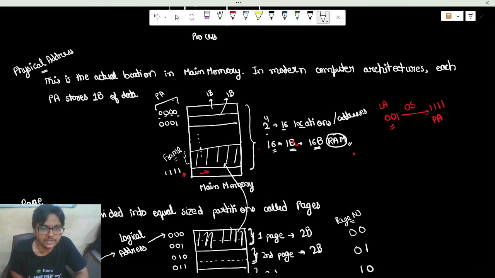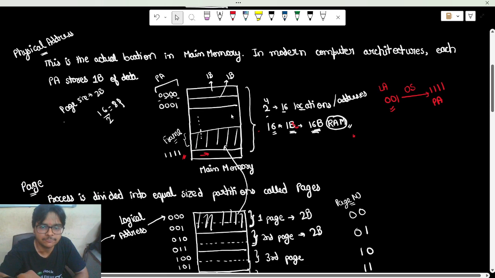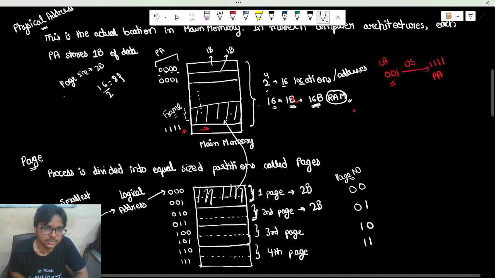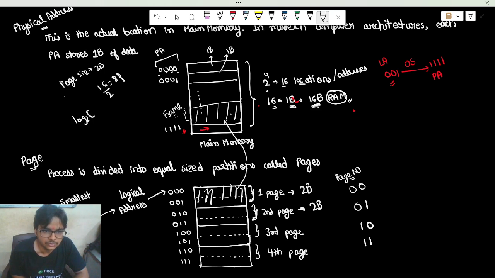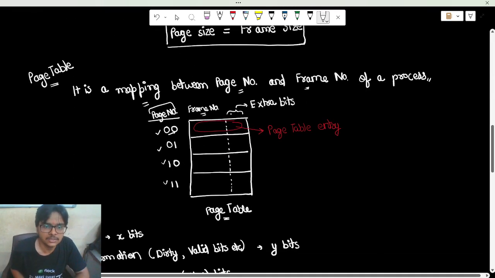But from here you can calculate. Let's say your page size is 2 bytes, and your main memory size is 16 bytes. So 16 divided by 2 is 8 frames. You will have 8 frames, and for 8 frames you will need log base 2 of 8, which is 3 bits to represent a frame. So for the frame number you will need 3 bits.